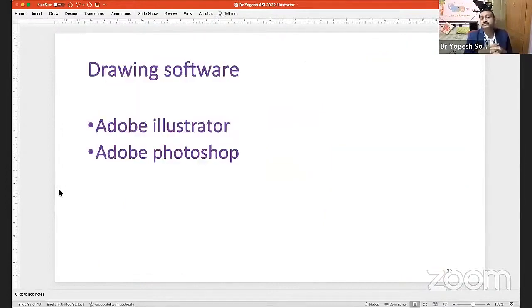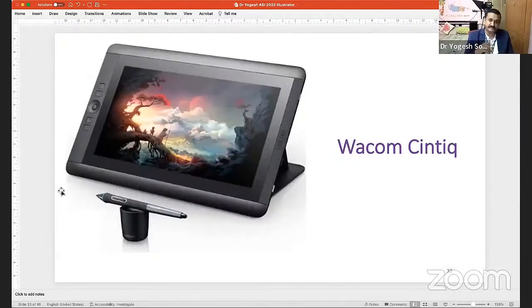Okay, so these are the two softwares which are commonly in use. One is Adobe Illustrator and one is Adobe Photoshop. These two softwares are currently used by medical illustrators or anatomy illustrators. Drawing using the mouse is difficult because the flow of the mouse is different and the flow of the hardware is different. So I'm using this Wacom Cintiq hardware. This Wacom Cintiq is the hardware which I'm using, and for that this pen comes, and I'm drawing all these software drawings using this hardware.